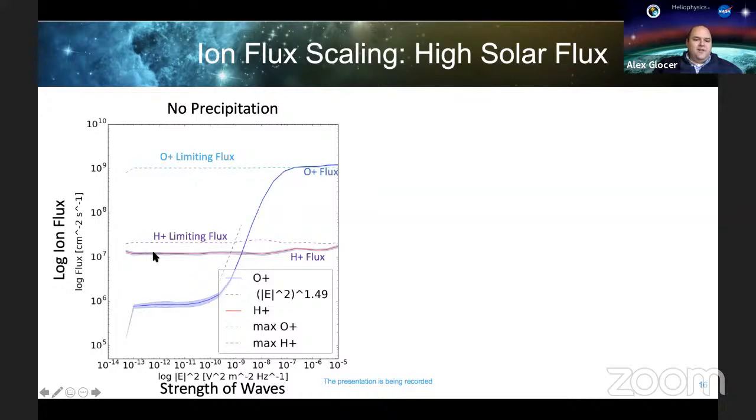Interestingly, the H+ flux, even though the H+ gets accelerated, there's a limit to how much H+ you can provide in the absence of precipitation, and you're already coming out at fairly close to the limit.